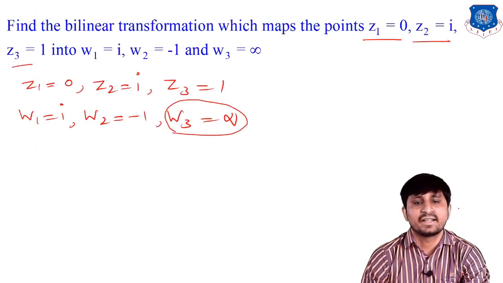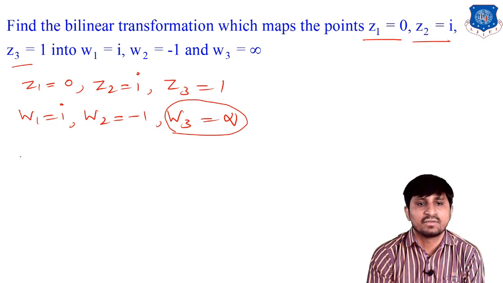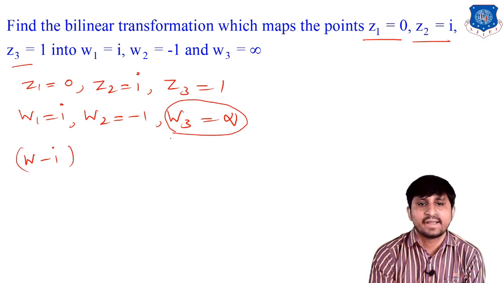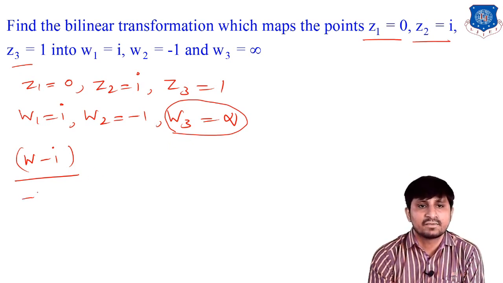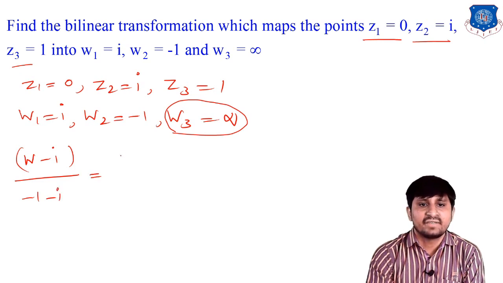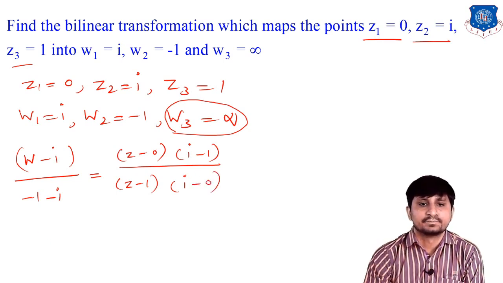Similarly here you can understand that W3 is equal to infinite, so we just take this value: first of all W minus W1, so W minus I. Now you don't need to write W2 minus W3. In the denominator we have W minus W3, that you also don't need to write, and then W2 minus W1, so minus 1 minus I. On the right hand side we have Z minus 0 first of all, and then I minus 1, and upon that Z minus 1 and then I minus 0.